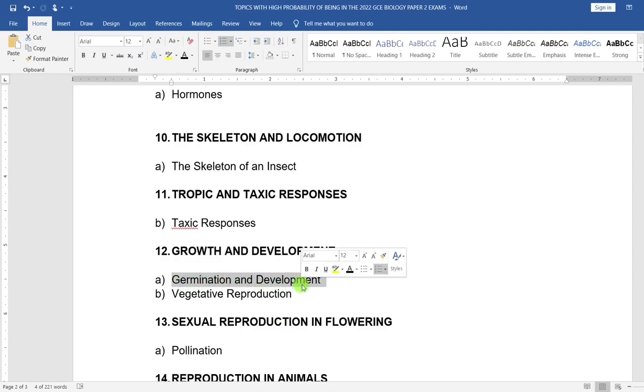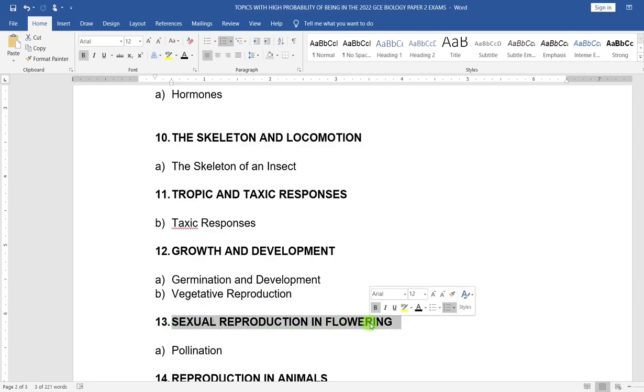Under growth and development, you look at germination and development. So germination and development, for example, in plants, how does the seed germinate? What does it require? Which parts of the seed help whatever function in the germination process? Also, you need to look at vegetative propagation. How does it occur? So all these things, guys, you need to look at them. Then you need also to look at sexual reproduction in flowering plants, where also you look at pollination.